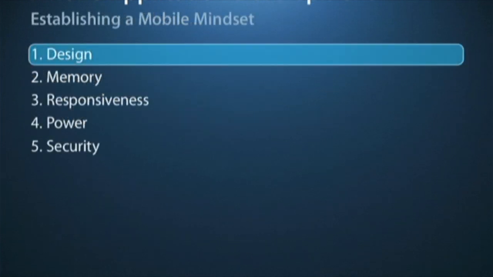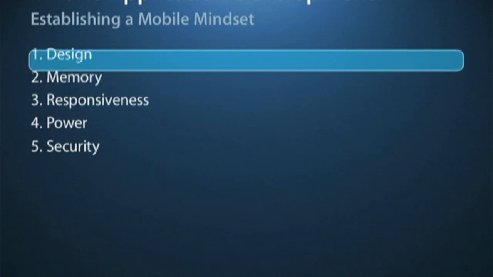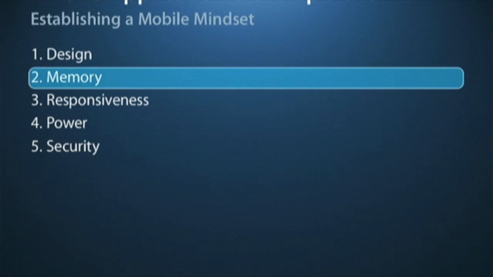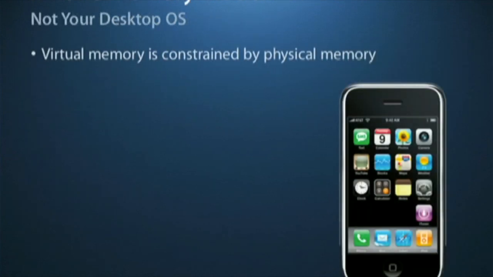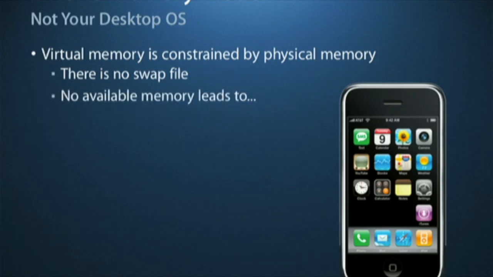So once you've thought through the design of your application in terms of performance, it's time to start coding, which means it's time to start thinking about memory. The first thing that you need to know about memory on iPhone is that virtual memory is constrained by physical memory. There is no swap file. Once the available memory on the device is used up, iPhone will reboot. This is probably not the user experience that you're aiming for with your application.